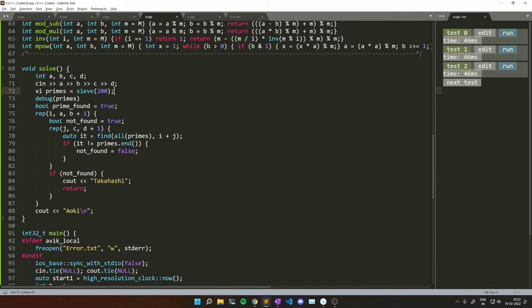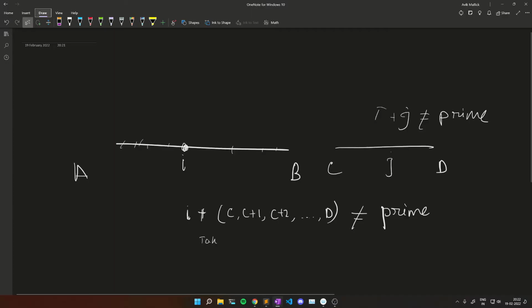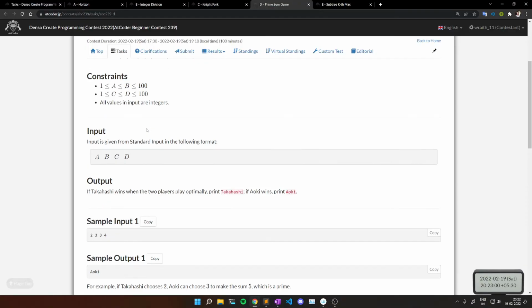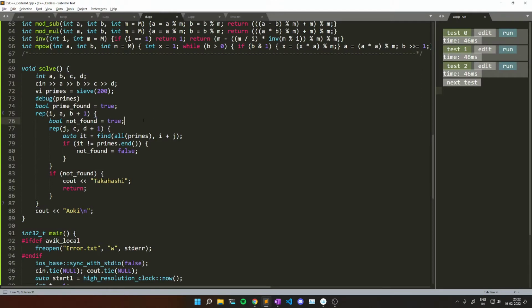So see, first I stored all the prime numbers up to 200 in this vector of integers called primes, because in the question we are given that A, B, C and D can each range up to a maximum of 100. So the maximum possible prime for Aoki to get is up to 200, because 100 plus 100. So first I store all the prime numbers in primes, then I initially keep prime found equal to true. So initially I assume that Aoki will always find a prime, right?